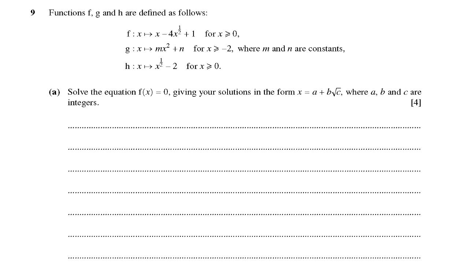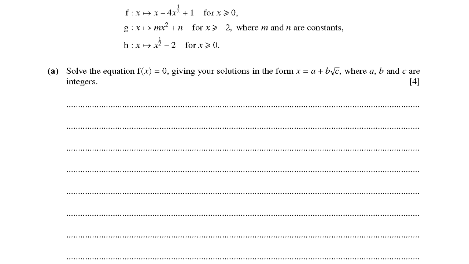Question 9, we have 3 functions, f, g, and h, and their definitions. Part A, we need to solve the equation, the function f equals 0, and give our solutions in a certain form. Oh, so it's in the exact form. And a, b, and c are all integers. Okay, so all we have to do is take the function and make it equal to 0. So it sounds easy, right? So we say x minus 4 x to the half, which is root x, plus 1 equals 0.